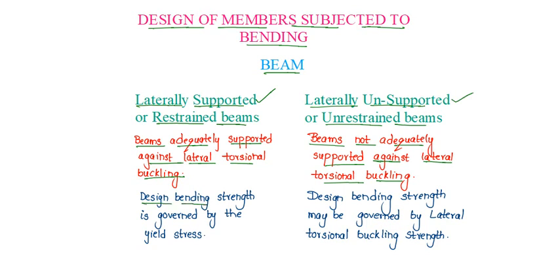Design bending strength of laterally supported beams is governed by the yield stress, whereas in laterally unsupported beams, design bending strength may be governed by lateral torsional buckling strength.